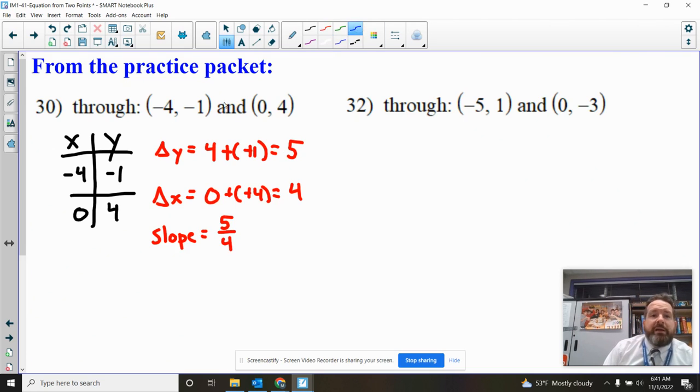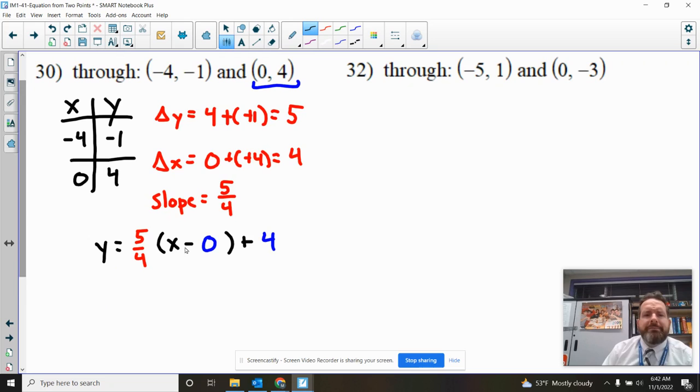change in y on the top, change in x on the bottom. When you're picking your ordered pair, if you have a 0 as one of your choices, that often makes it a little easier. So I'm going to choose that point as I set things up. y equals, space for the slope, (x minus, space for the coordinate), with a plus after the second parentheses. Slope goes in front. We've got an x coordinate of 0, y coordinate of 4. This isn't wrong, and I won't count it wrong, but x minus 0 is really just x. So it's simpler to write it this way.